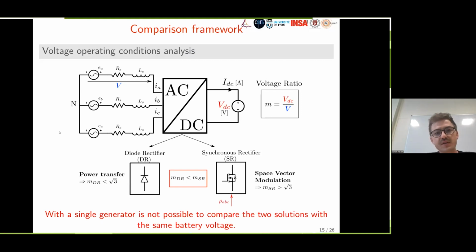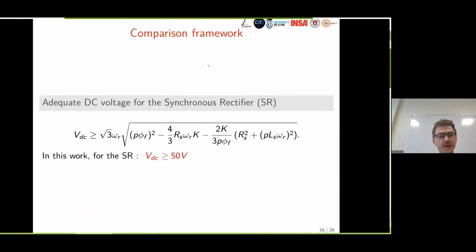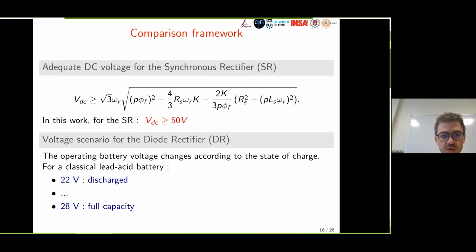So that is one contribution of our work: to clearly evidence that if we want to compare the two strategies, either we choose a fixed DC voltage and two different generators, or we choose the same generator and we have to adapt the DC voltage. So we have derived in our work an equation to find the adequate DC voltage for the synchronous rectifier for the optimal torque control law. I will not enter into more detail here.